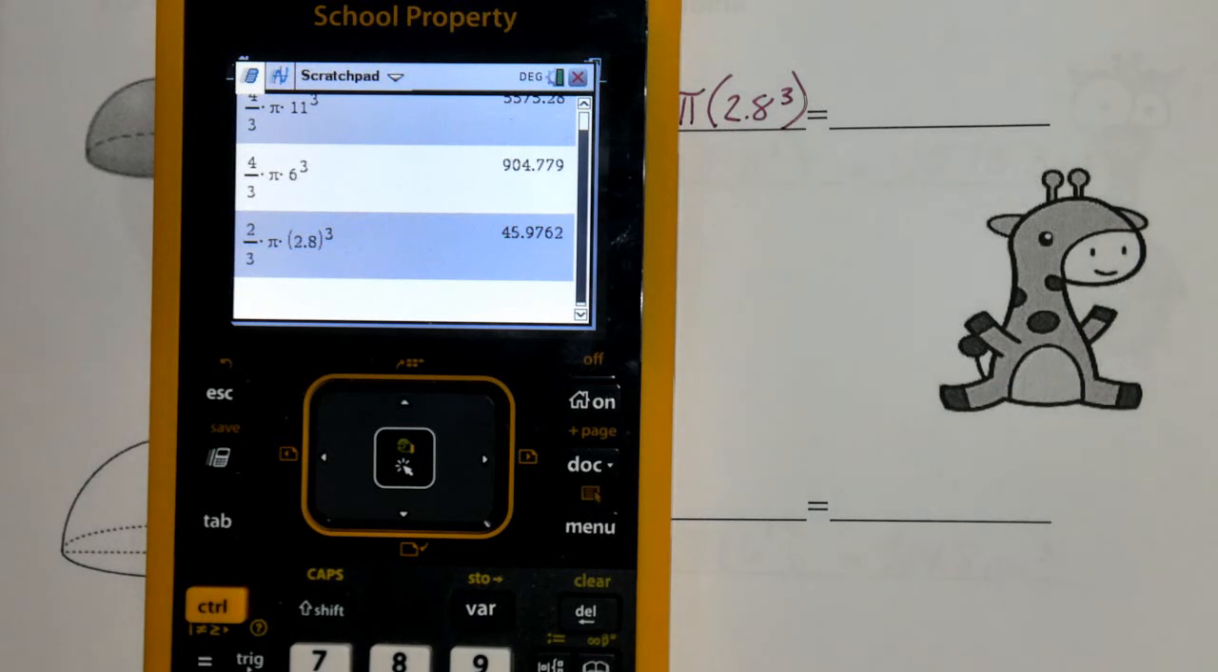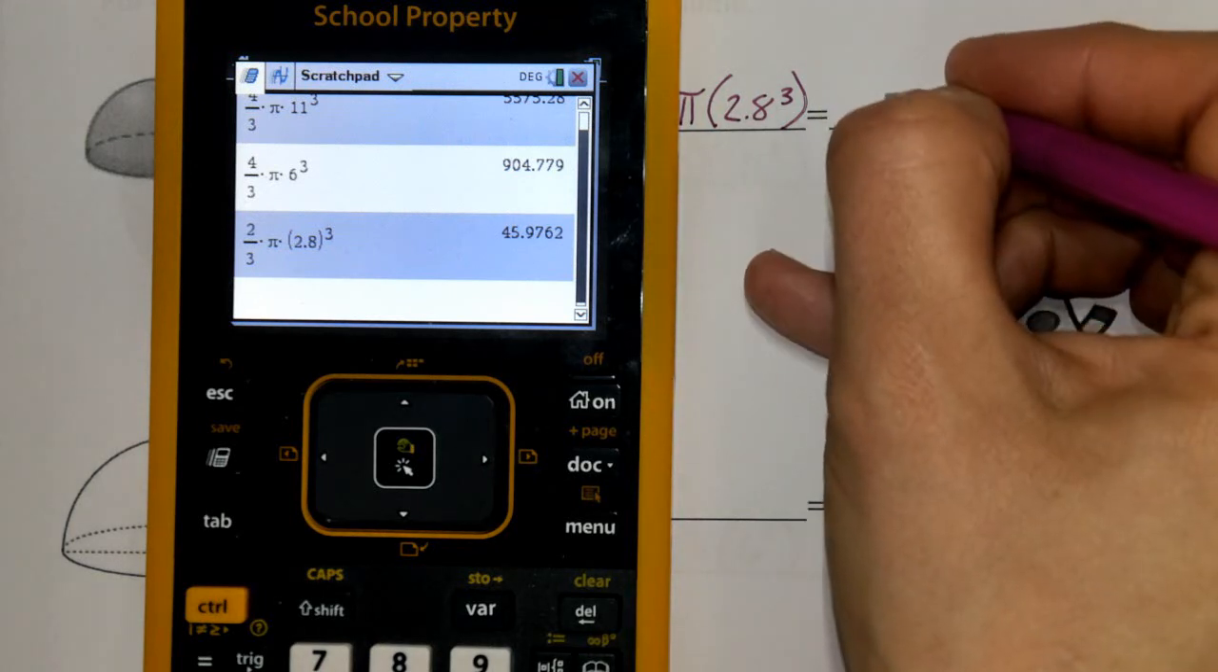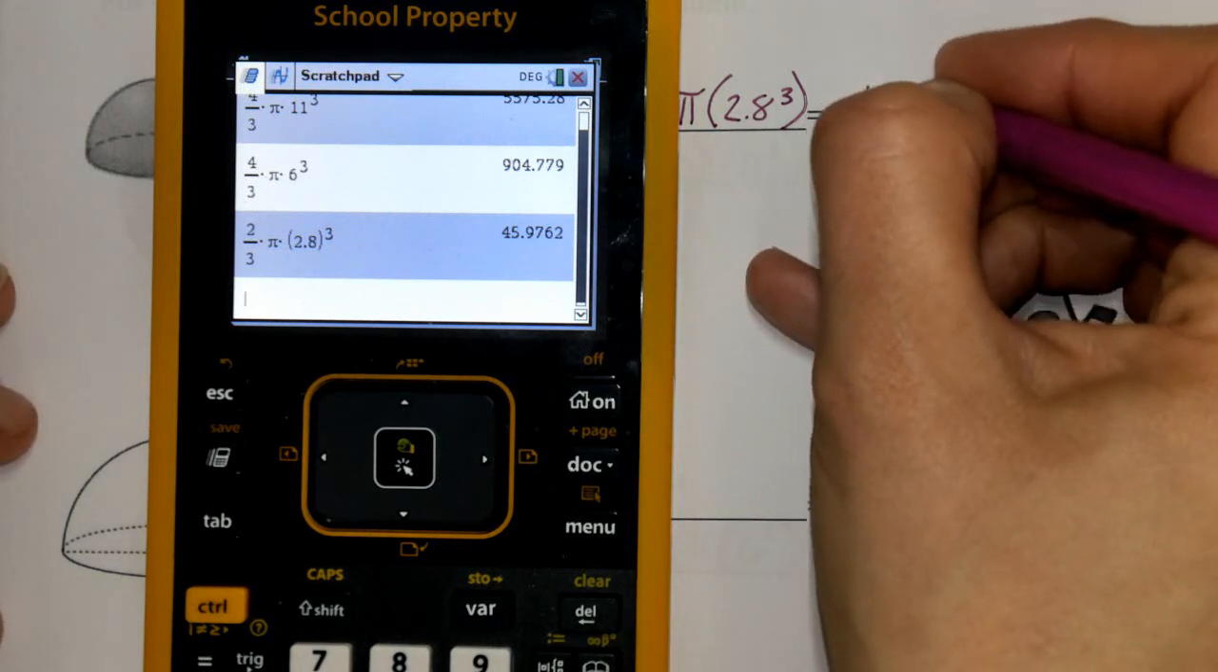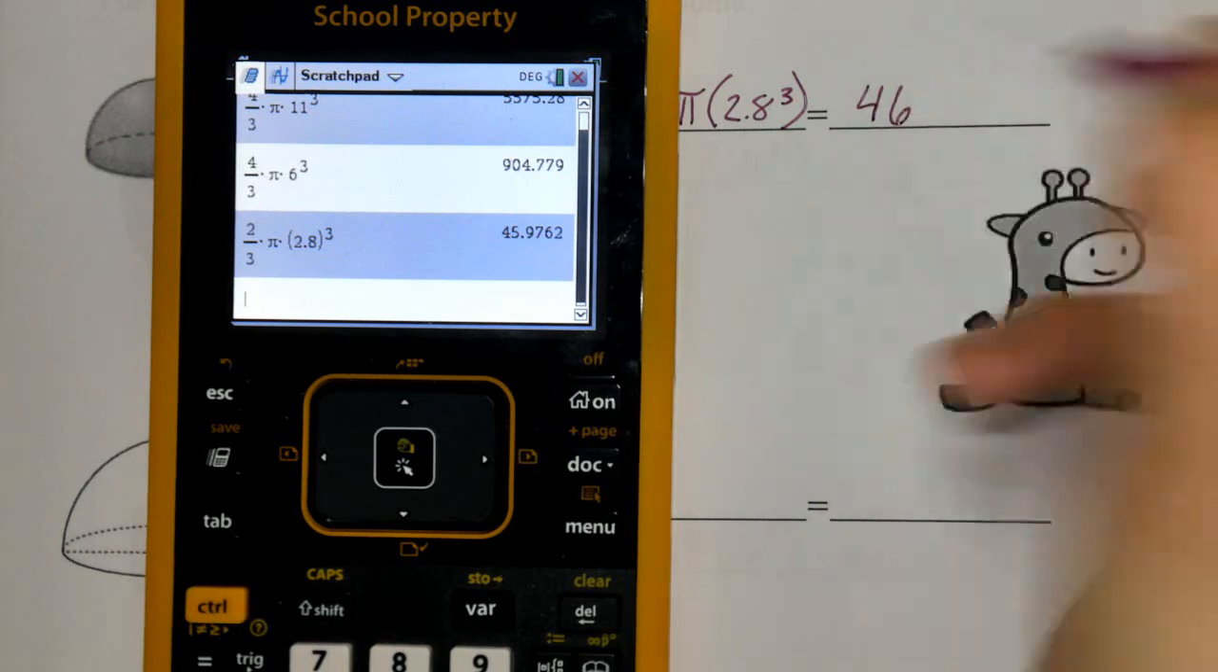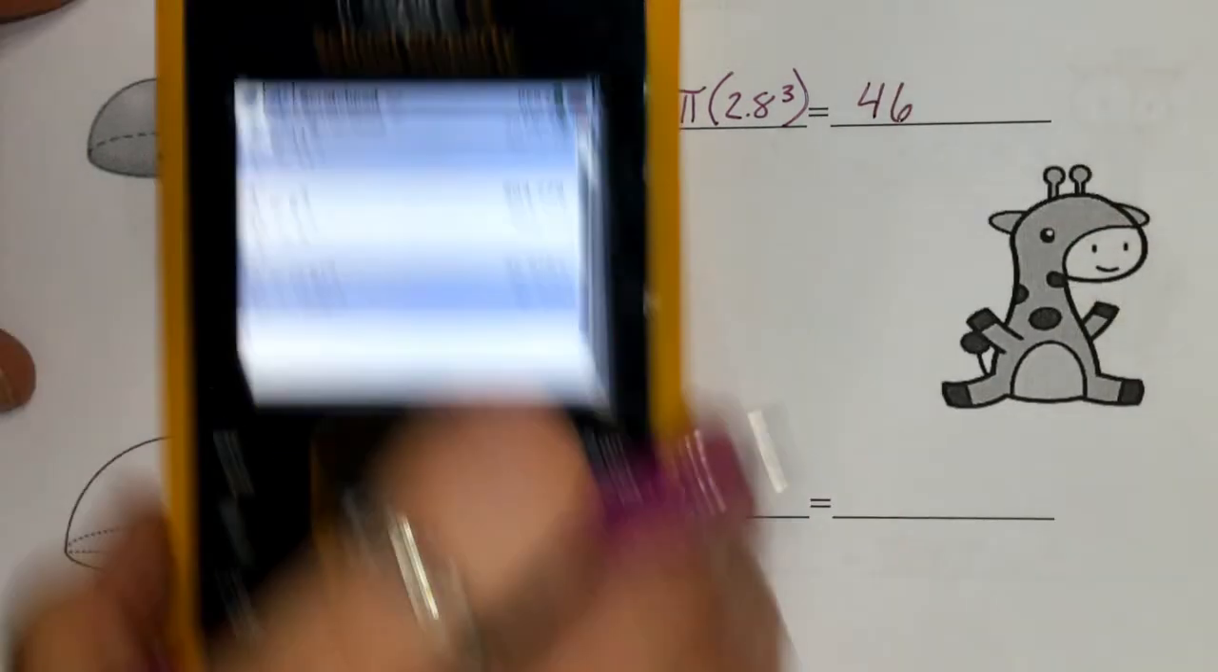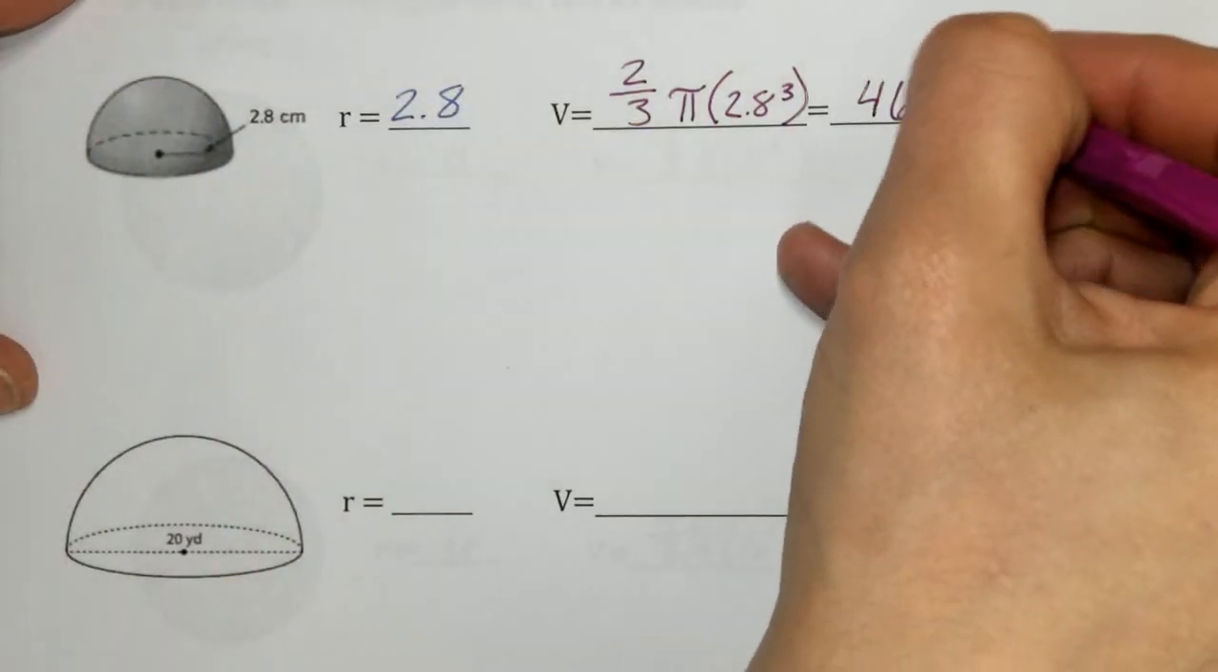And we're going to wind up with 45.97. The 7 tells the 9 to go up to 10. So what ends up happening is it's like adding 1 to 9. You have to carry the 1. So then it's going to become rounded to the nearest tenth. Technically, it would be a 46.0. Okay, we could just put 46. And our units were centimeters cubed.